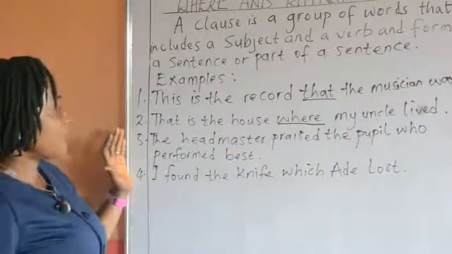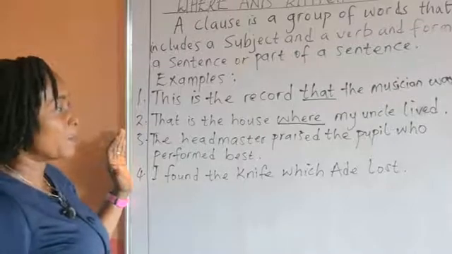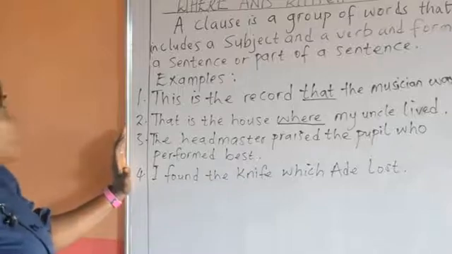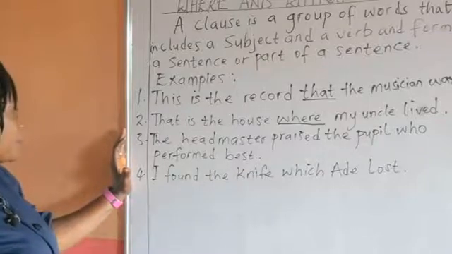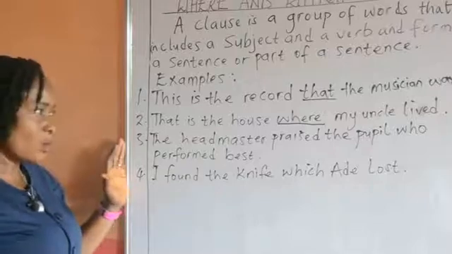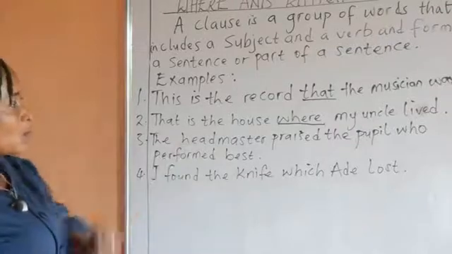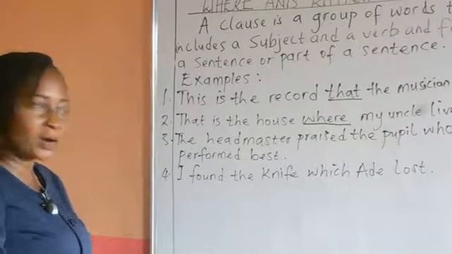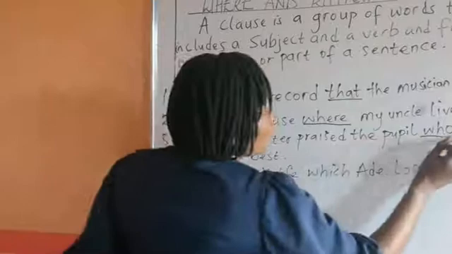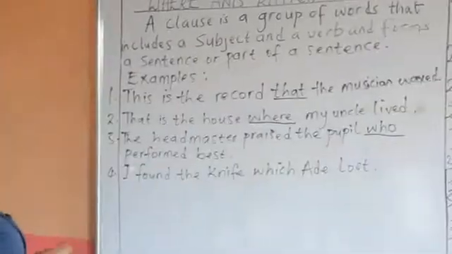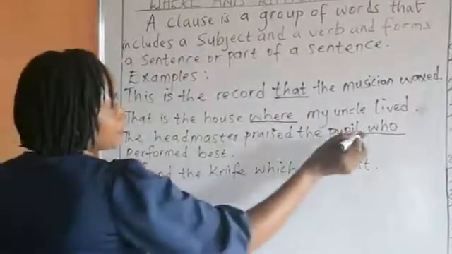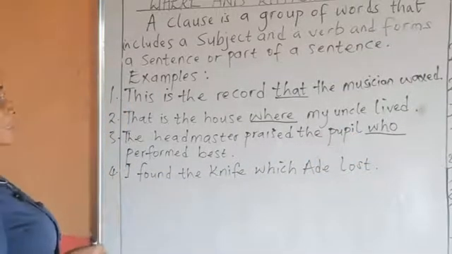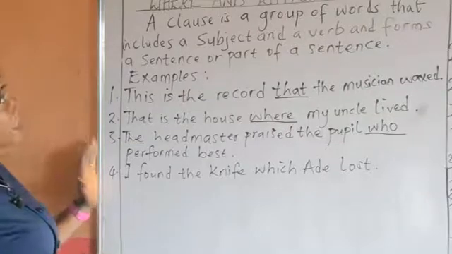3. The headmaster praised the pupil who performed best. Now, what do you think is the word we are looking for there? The clause we are looking for. It is the word who. Who is talking about what? Who is talking about a person? The pupil. Okay? It's talking about a person. So that is who. Who is the clause there?